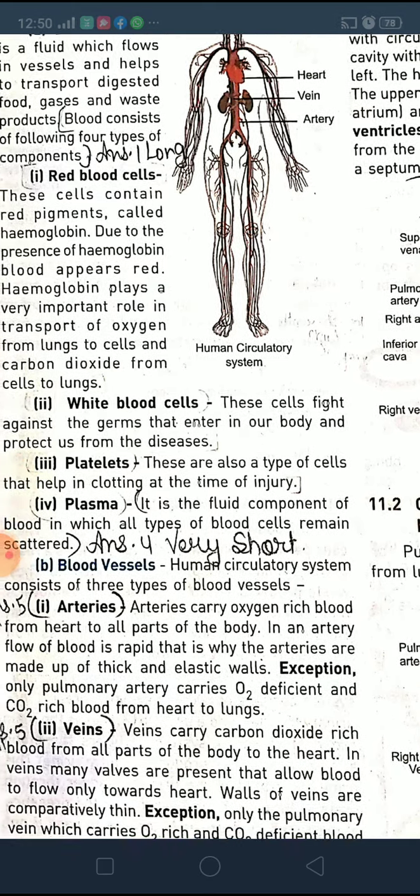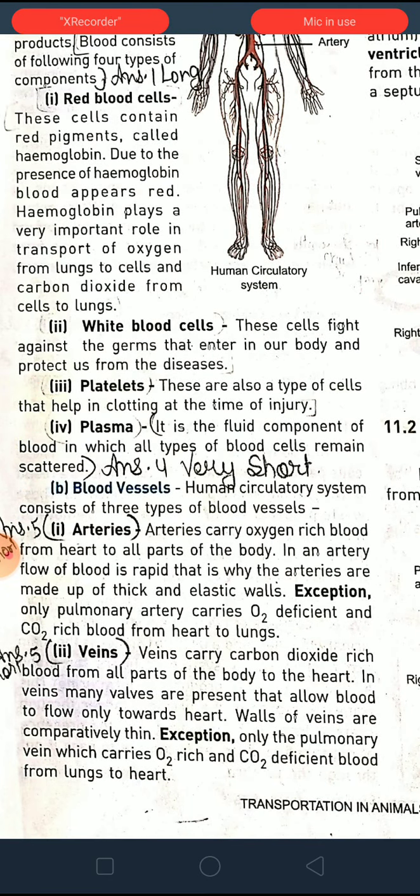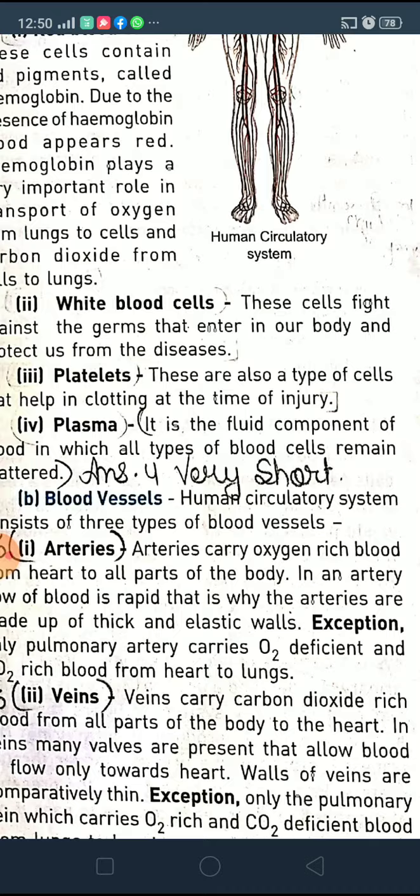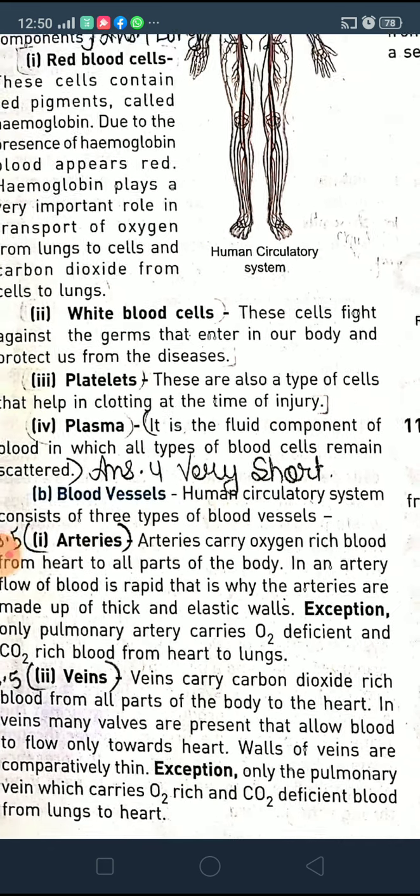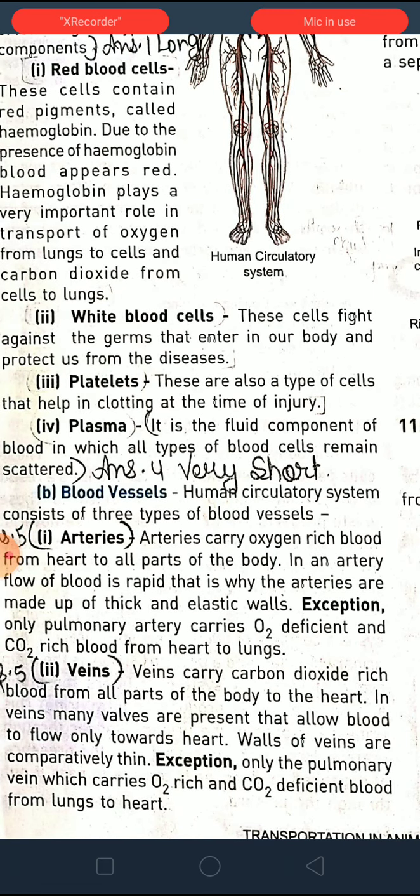Now I am going to tell you about the blood vessels. There are three types of blood vessels: arteries, veins, and capillaries. So one by one we will discuss them. First is arteries. Arteries carry oxygen rich blood from the heart to all parts of the body. So remember this, arteries always have pure blood, because they carry oxygen rich blood from the heart to all parts of the body.